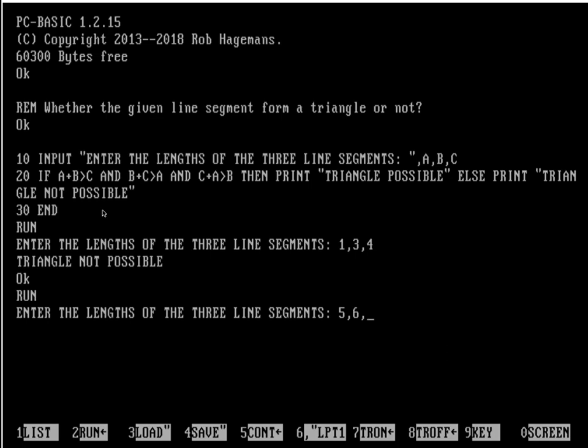5 6 4. See, here triangle possible, because the sum of any two numbers is always greater than the remaining one. So that's it.